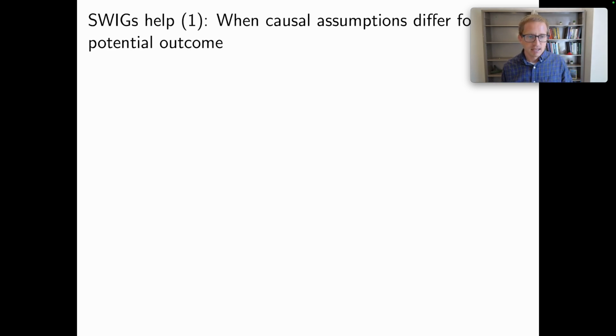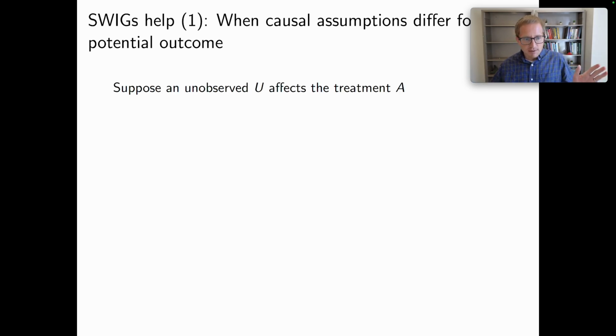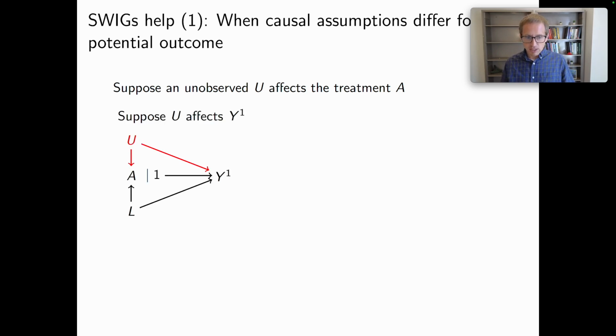So this first setting, when causal assumptions differ for each potential outcome, let's suppose there's an unobserved variable U that affects the treatment A. I'm going to visualize this in a SWIG here, where I have the treatment A, and I'm going to think a little bit about the potential outcome Y1.